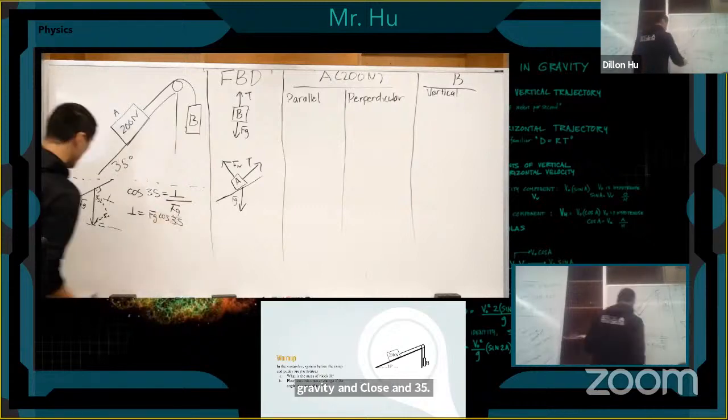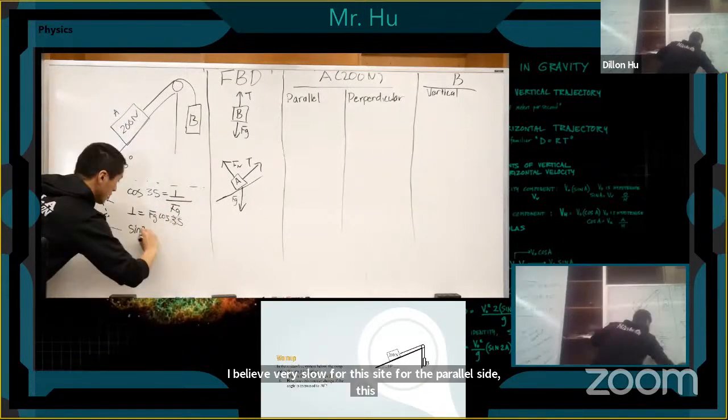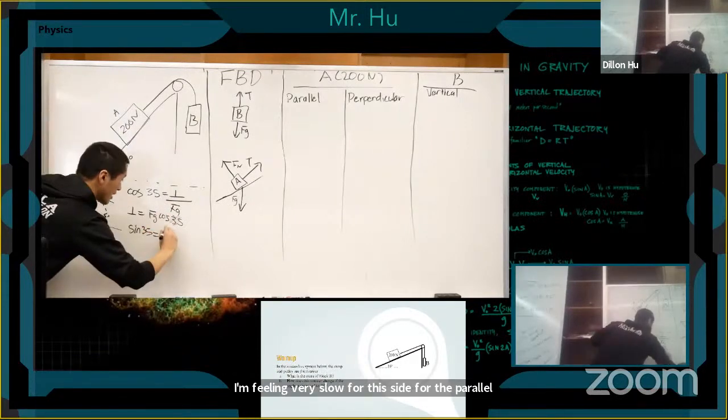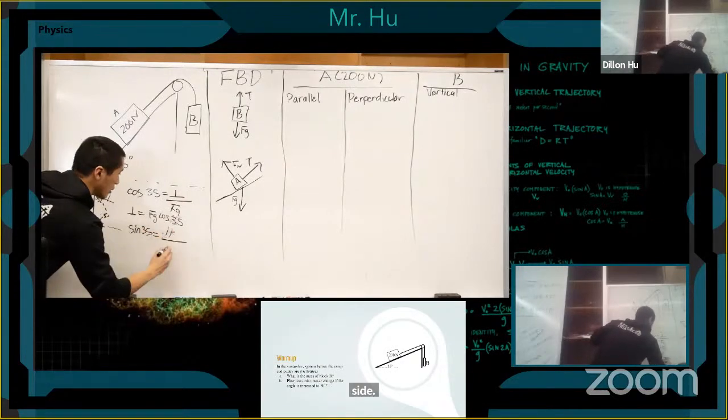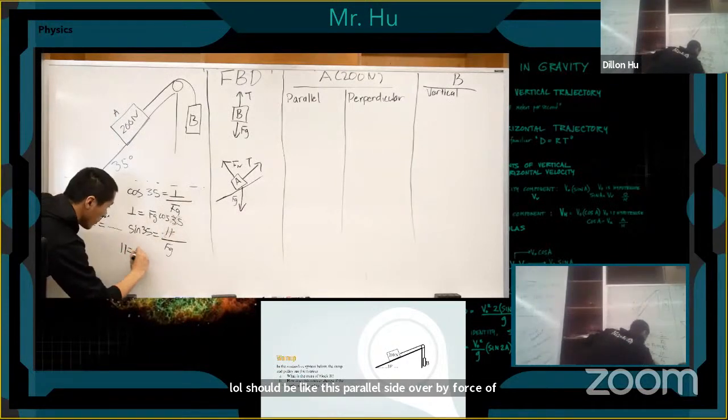Something very similar for the parallel side. The sine of this angle should equal my parallel side over my force of gravity. So my parallel side should equal my force of gravity times sine 35.